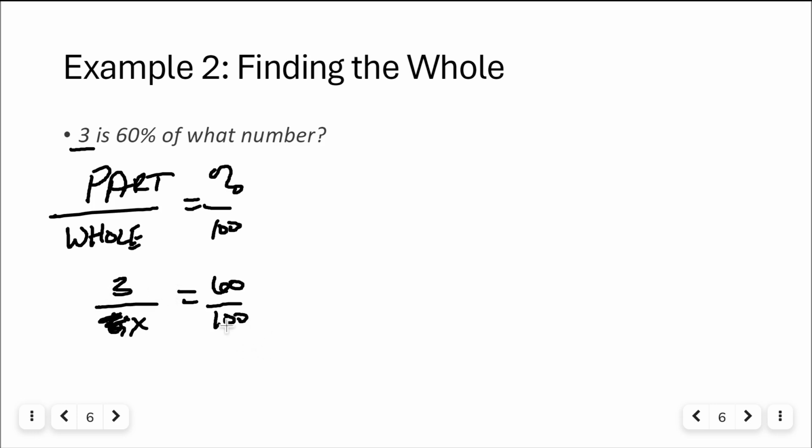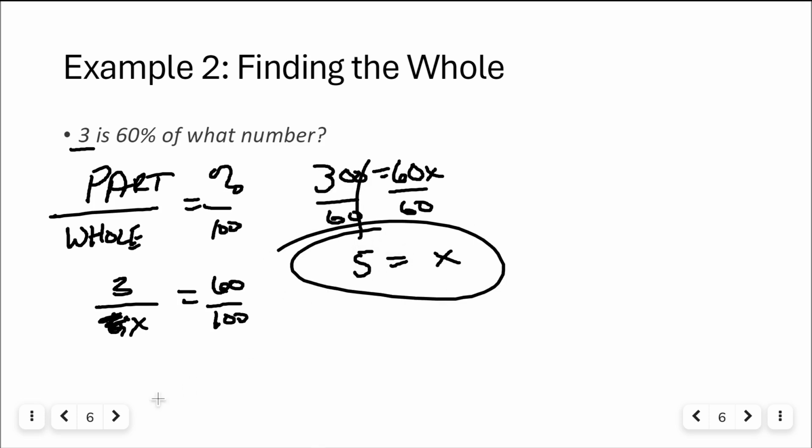So 3 over x equals 60 over 100. I'm going to cross multiply. 100 times 3 is 300. And then 60 times x is 60x. Divide both sides by 60. Cross out a 0 at the end. 30 divided by 6 is 5. So 5 is my answer.